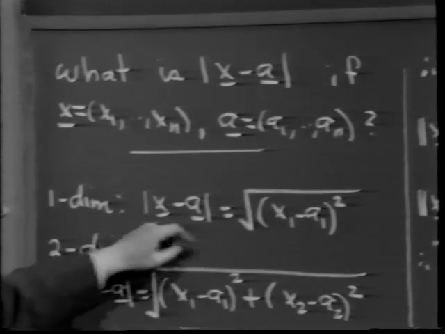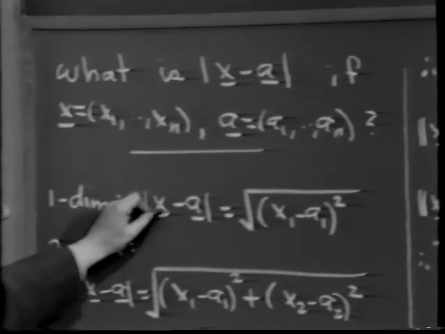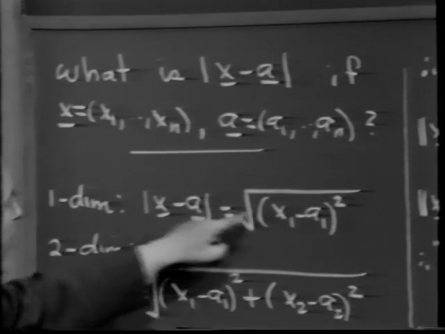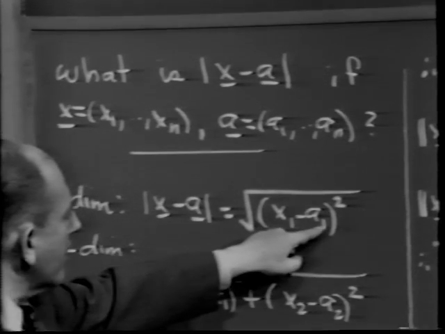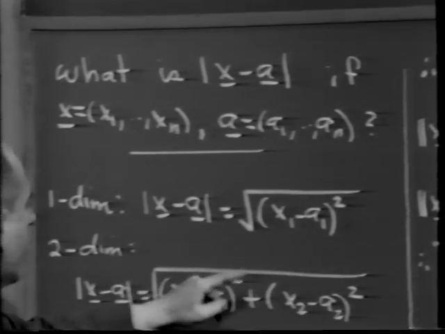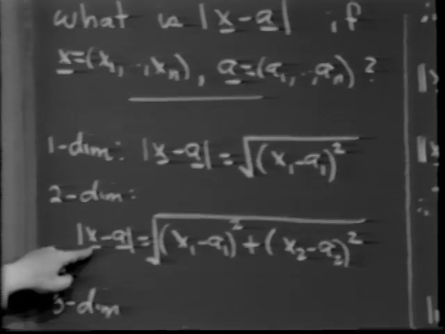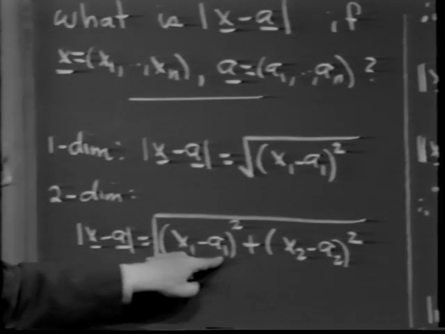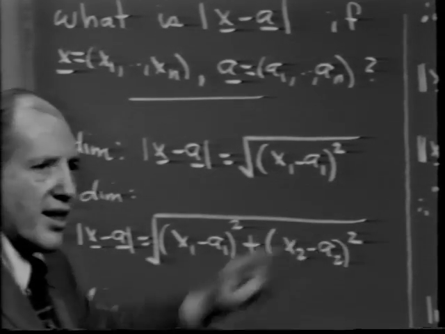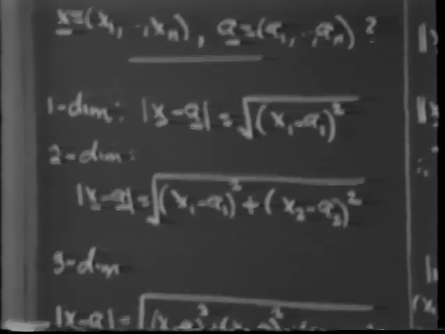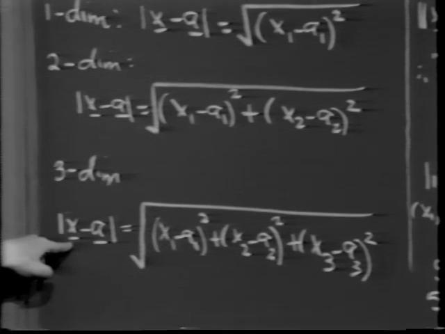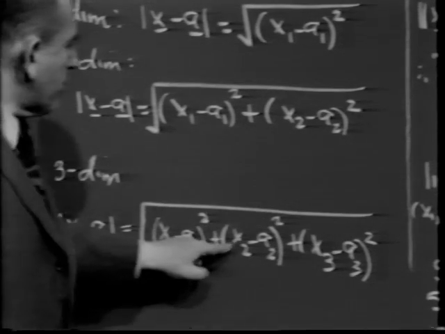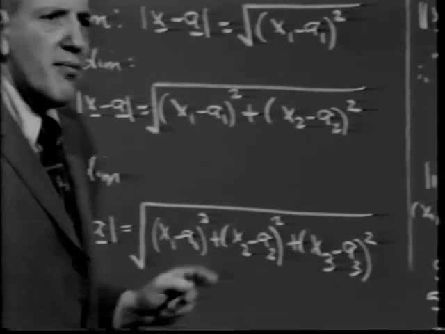In the one-dimensional case, we define the magnitude of x minus a to be the square root of x1 minus a1 squared, where the vector x was the one-tuple x1 and the vector a was the one-tuple a1. In the two-dimensional case, we said, okay, let's define the magnitude of the vector x minus a to be the square root of x1 minus a1 squared plus x2 minus a2 squared. And in the three-dimensional case, we said, let's define the magnitude of x bar minus a bar to be the square root of x1 minus a1 squared plus x2 minus a2 squared plus x3 minus a3 squared.